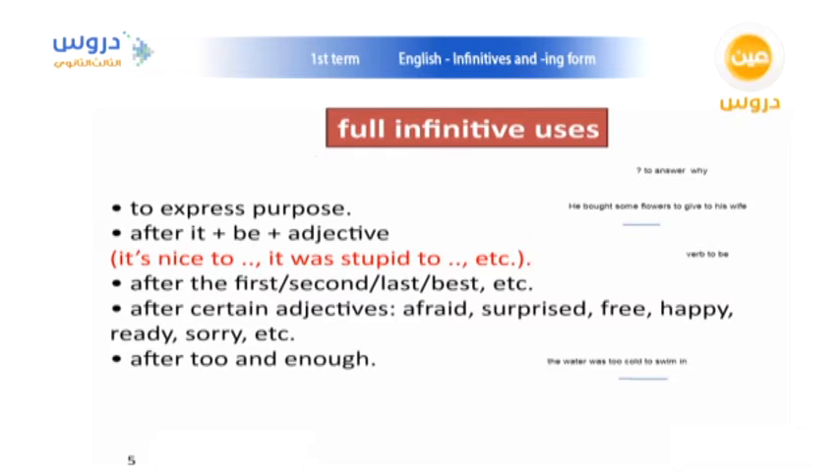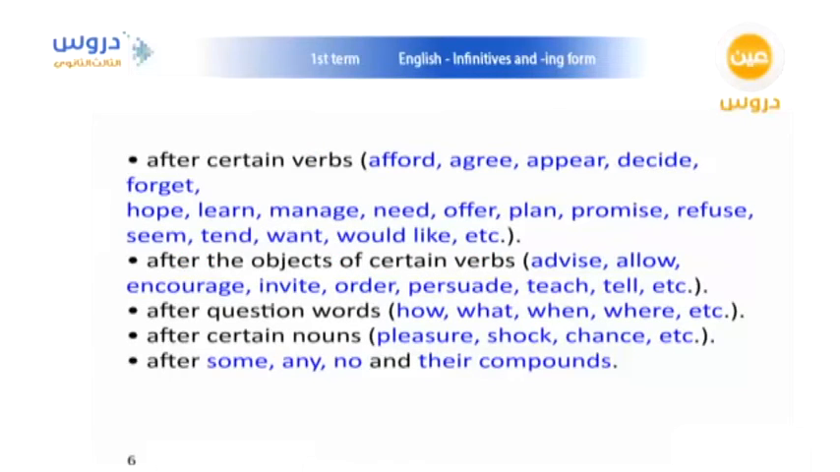Let me now move to the second slide. Also, we use to infinitive form after certain verbs. So after afford, agree, appear, decide, forget, we have to use the to infinitive form. Like for example, I'm gonna choose hope, also learn, manage, need, offer, plan, promise, refuse, seem, tend, want, would like, etc.